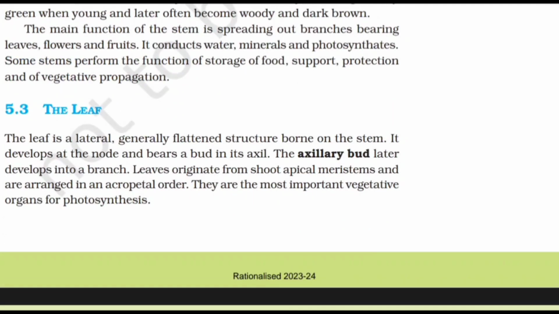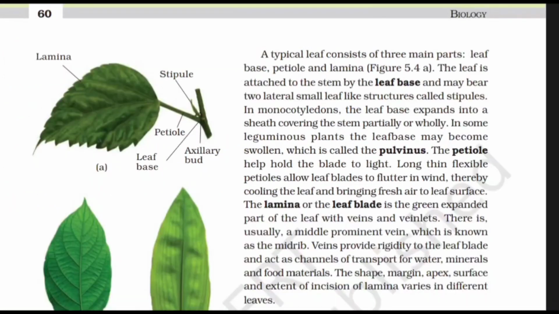5.3 The leaf. The leaf is a lateral, generally flattened structure borne on the stem. It develops at the node and bears a bud in its axil. The axillary buds later develop into a branch. Leaves originate from shoot apical meristems and are arranged in acropetal order. They are the most important vegetative organs for photosynthesis. A typical leaf consists of three main parts: leaf base, petiole, and lamina.